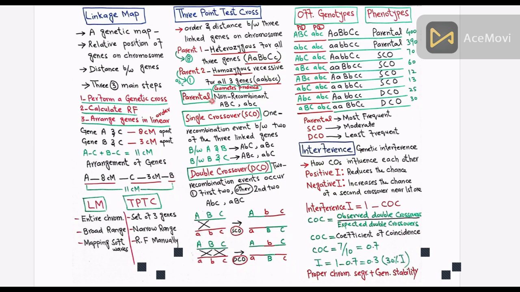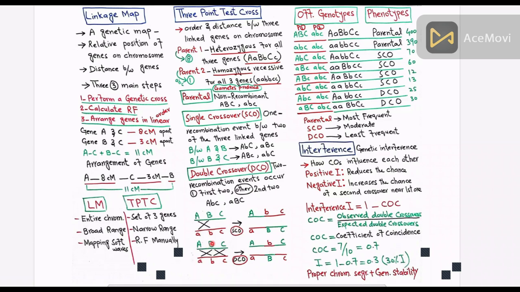What is the parental type? Parental type is basically non-recombinant. And what is the single crossover type? Normally, a single crossover occurs when there is one recombination event between two of the three linked genes, either between A and B or between B and C. And what is double crossover? A double crossover occurs when two recombination events take place. One between the first two genes and another between the second two genes.